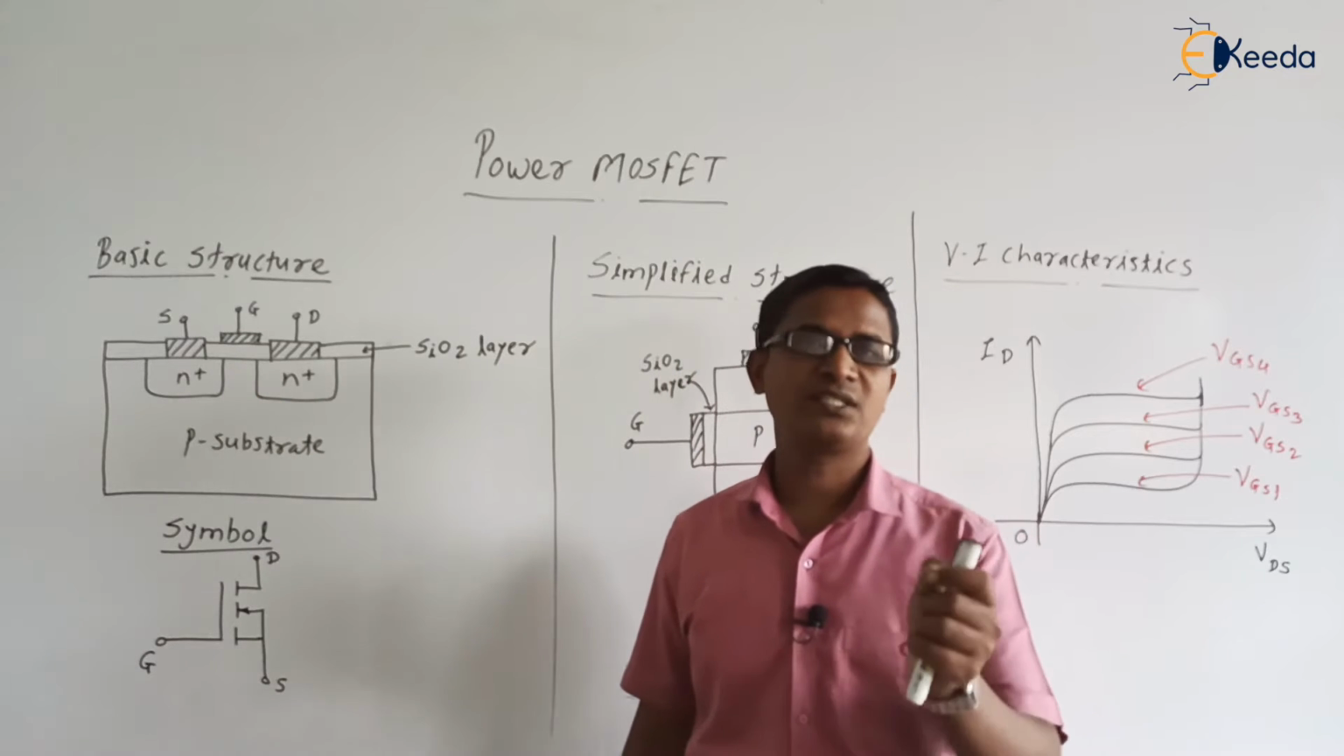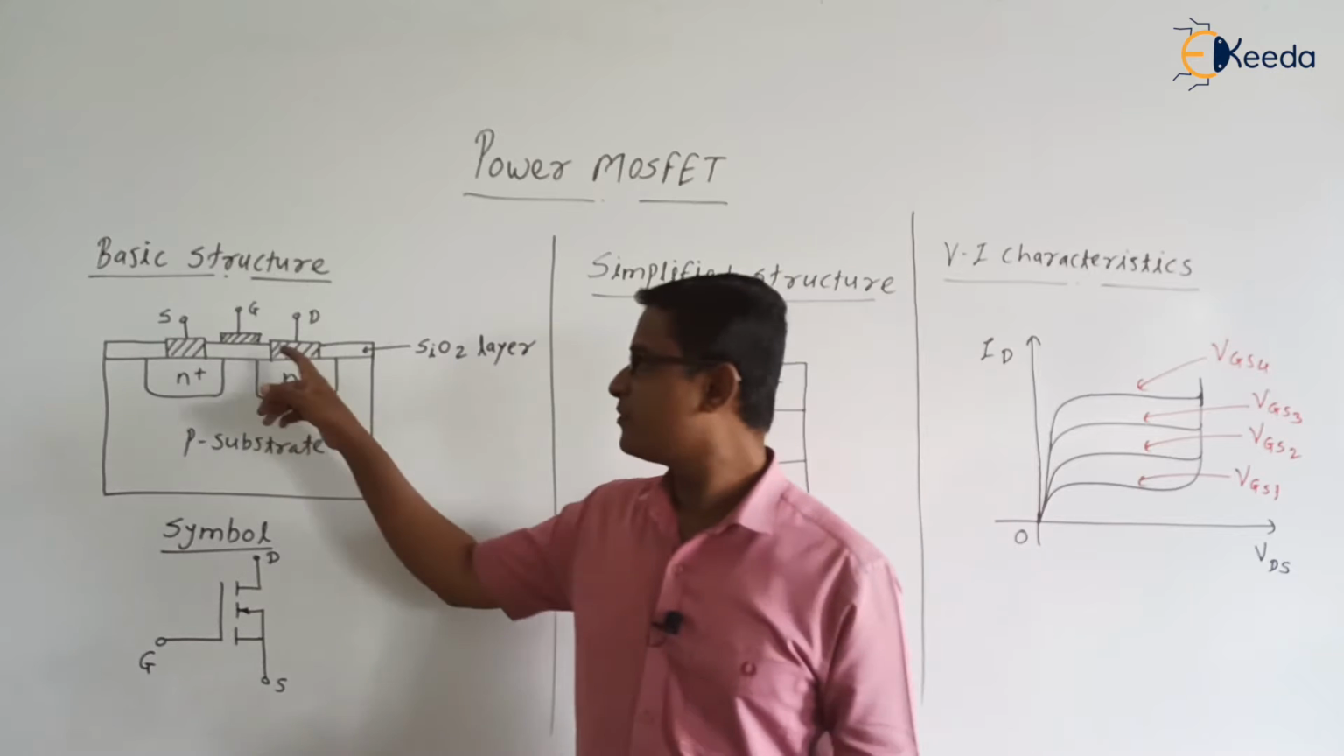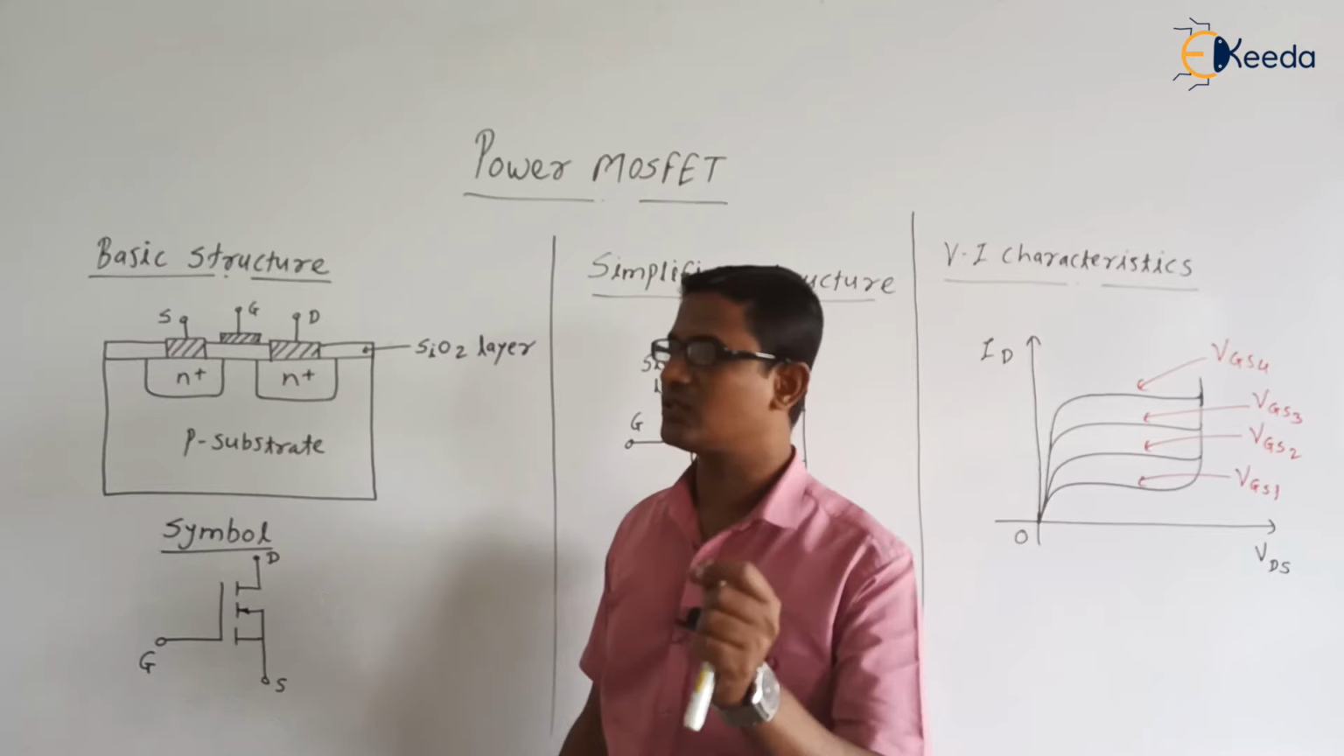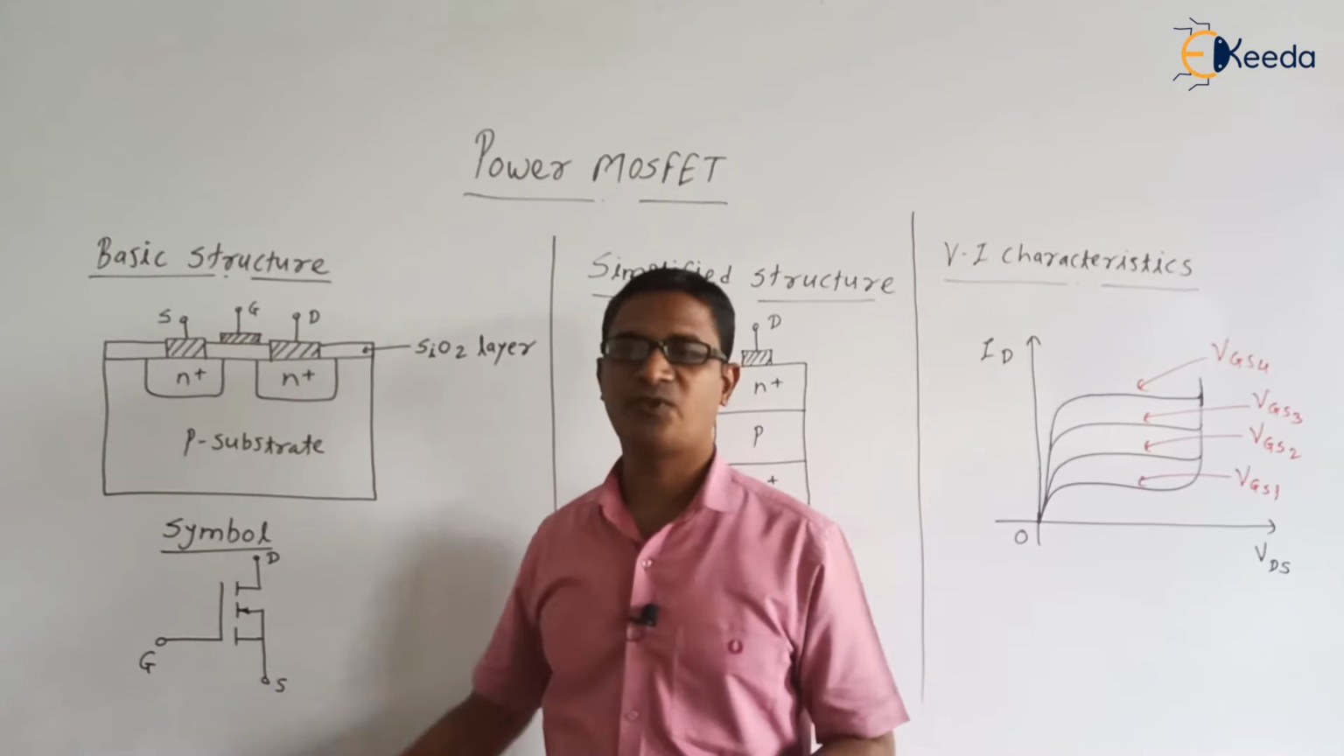The MOSFET is a three terminal device. The three terminals are source, gate and drain. D stands for the drain, G for the gate and S for the source.